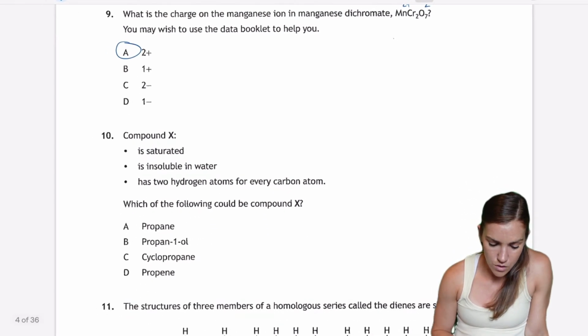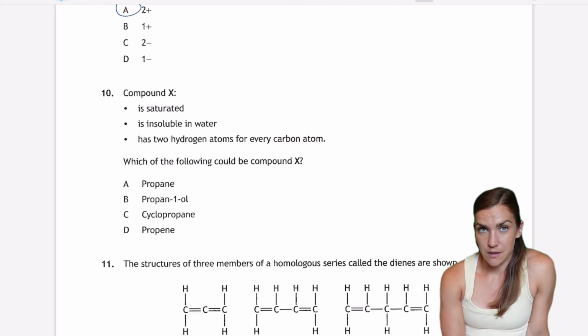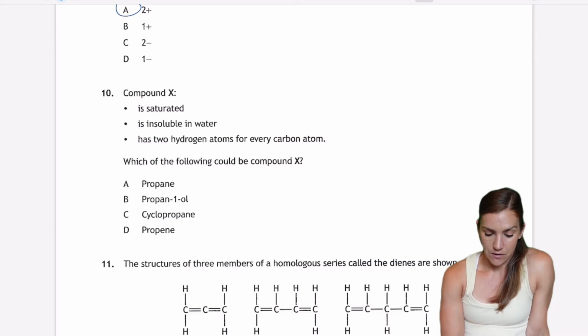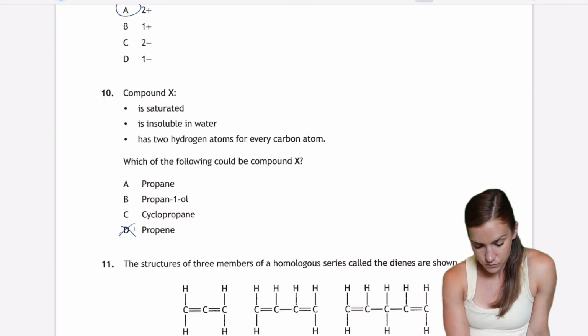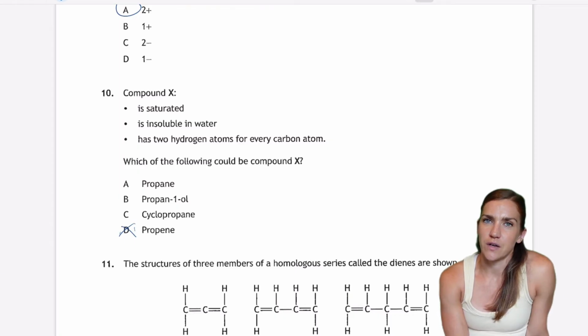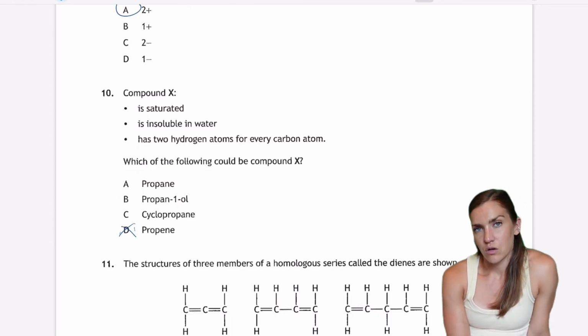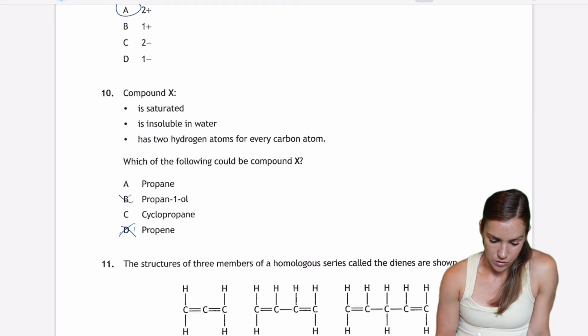So then question 10, you're told some information about compound X and asked to use it to work out which of the following compound X could be. If we start off with it's saturated, so alkanes and cycloalkanes are saturated, alkenes are not, which means propene, which is an alkene, cannot be our answer. Insoluble in water, this is one that's maybe not explored as much at National 5, it's probably more of a Higher thing, but alcohols are soluble in water, hydrocarbons are not, so that means it's most likely not going to be B.